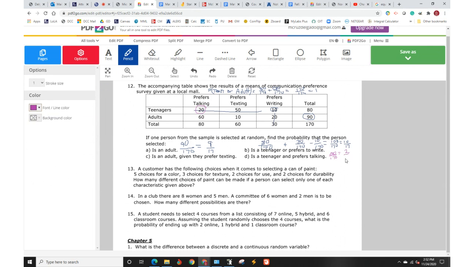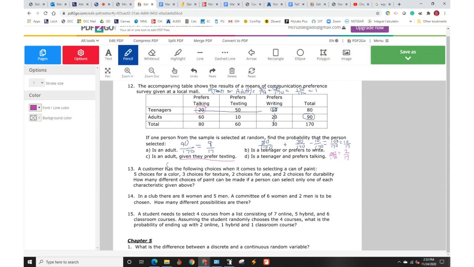Now I'm saving this for the last because it's the conditional one. This is where you've got to watch out. Given is going to essentially give us our new denominator. We're no longer going to use 170 because something's given. It means it's changing the focus now. So we've got to change and just look at those that prefer text. All right. So our denominator is going to be 60.